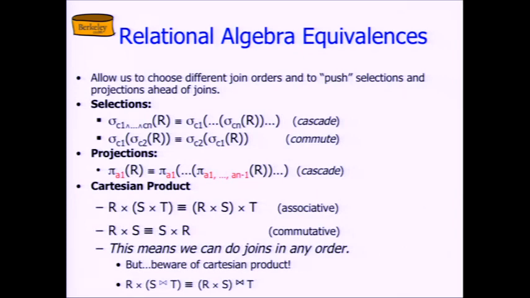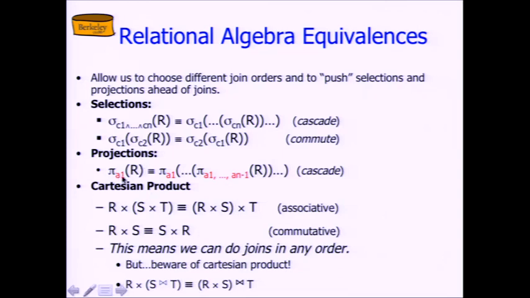If you have a selection with a conjunction of clauses, see where I am up here in the slide? That's the first bullet here. See this set of clauses? You can break that down into a cascade of selections. Those are equivalent. They mean the same thing, right? Conjunction and nested selection are the same thing. And selections commute. So C1 of C2 is the same as C2 of C1. Make sense? You can prove all these things, but it's boring. It's straightforward. Projections are a little weirder than that, actually.